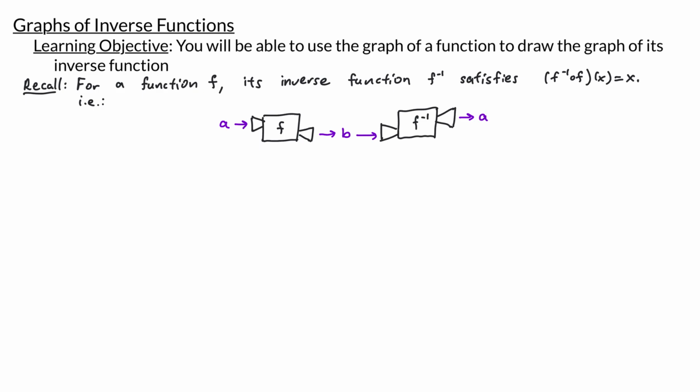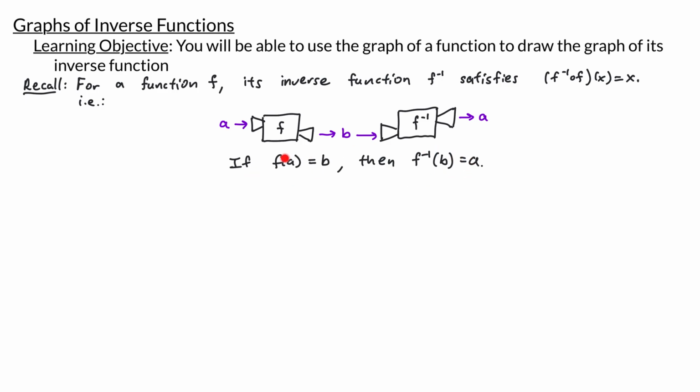So looking at our picture here, we can say the following: if f of a is equal to b, meaning if I input a into the f function and we get the output b, then f inverse of b is equal to a, meaning when I input b into my inverse function, we're going to get the output a.